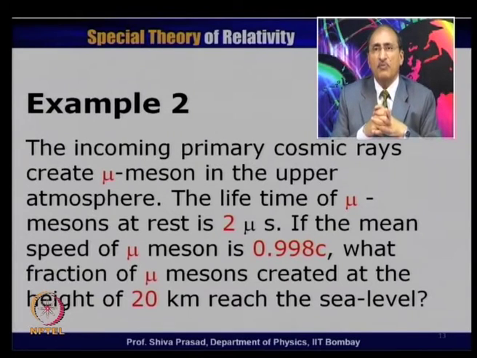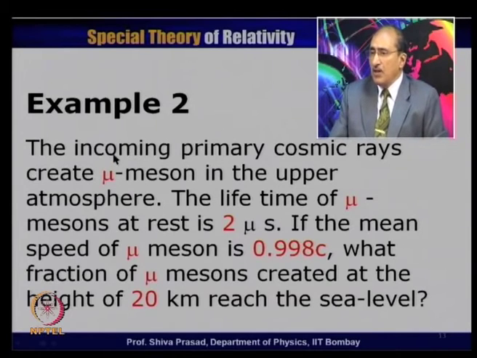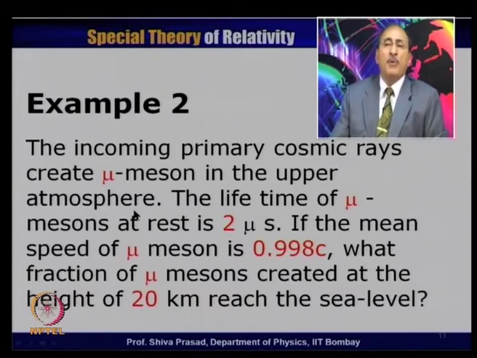And this particular problem was actually solved by the special theory of relativity by virtue of time dilation. So, let us now read the problem. The incoming primary cosmic rays create mu mesons in the upper atmosphere. The lifetime of mu mesons at rest is 2 microseconds.